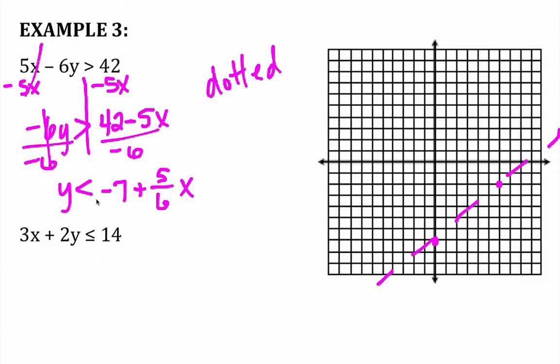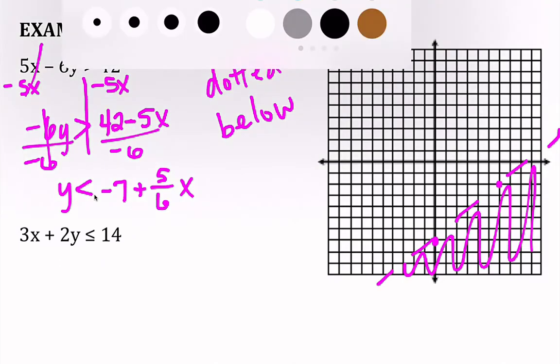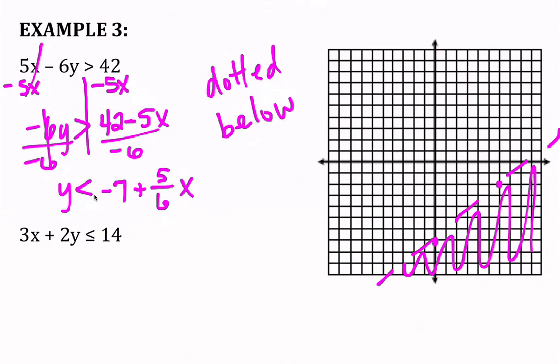Okay, now let's talk about shading. Should I shade above or below? So I look at my symbol right here. This says less than, so I need to shade below. So I'm going to lightly shade underneath, below my line. Choose a different color. And now let's work on the next one.